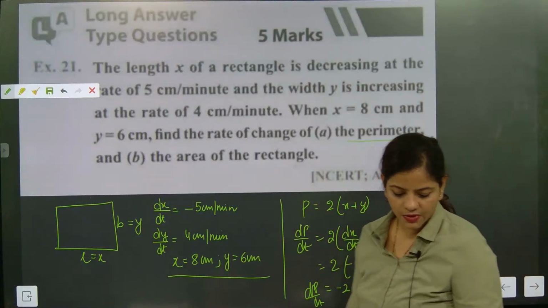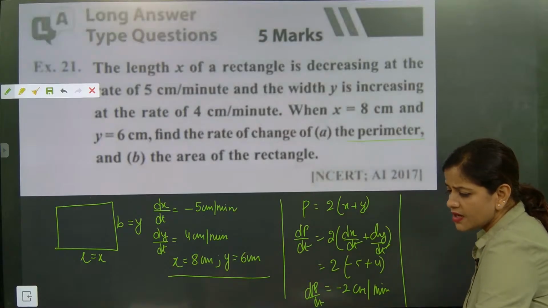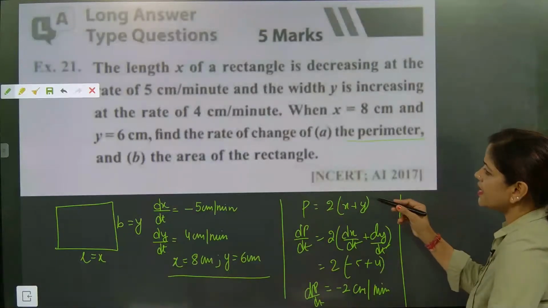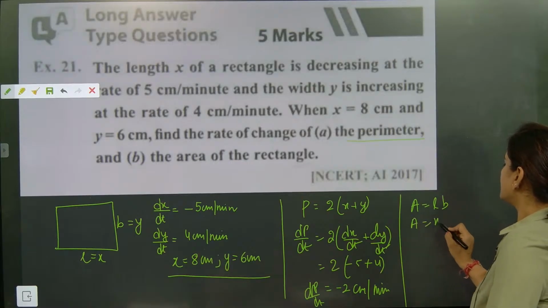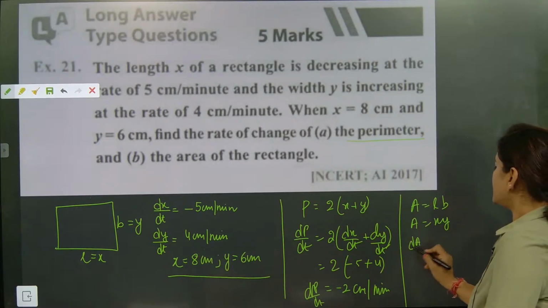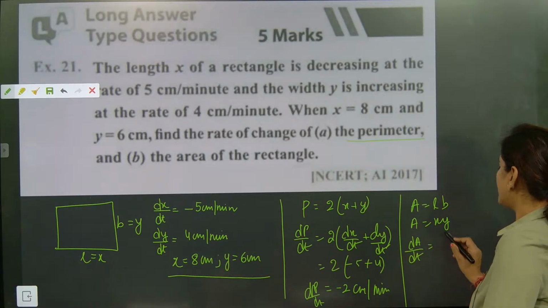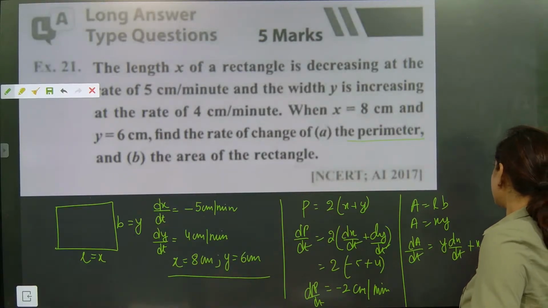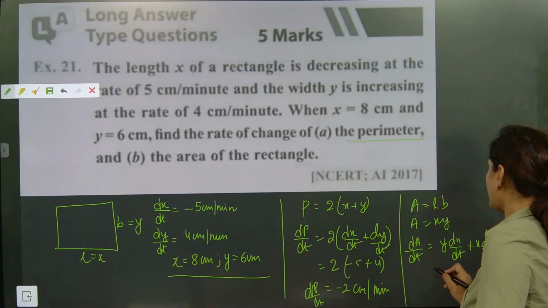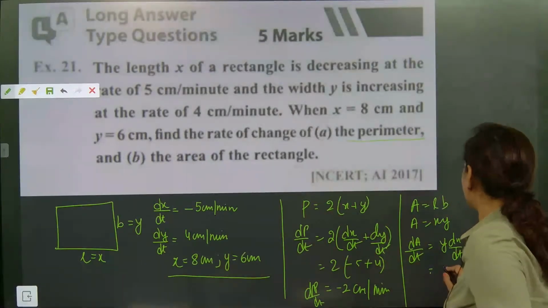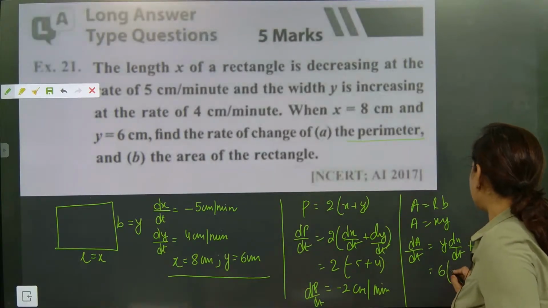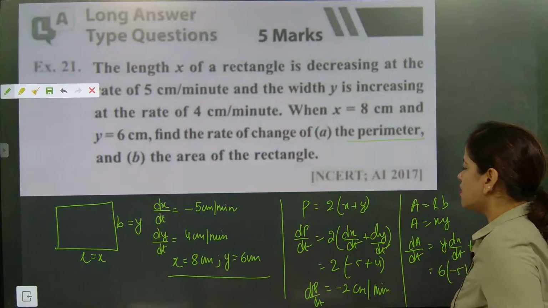Correct. Next part you do. Next question that will be coming is area. Area is equal to L into B, so area is equal to x into y. dA by dt is equal to 1 time y dx by dt plus 1 time x dy by dt. So y value, what they have told? Y value they have told is 6. 6 into dx by dt is minus 5, plus 4 into dy by dt is 4.